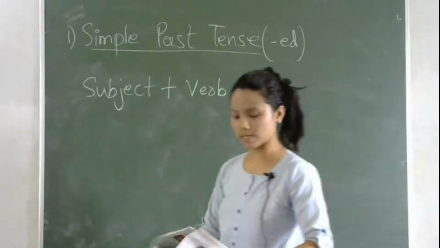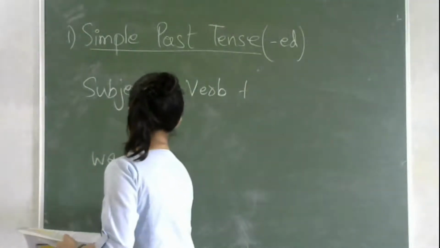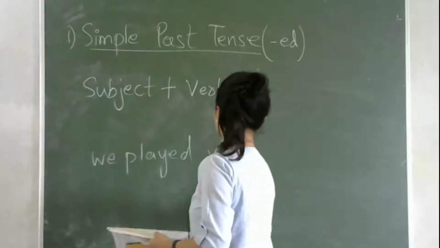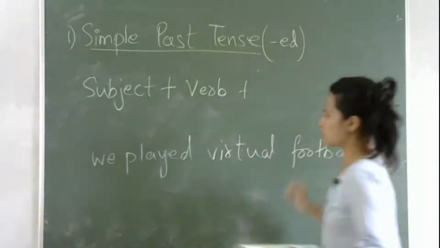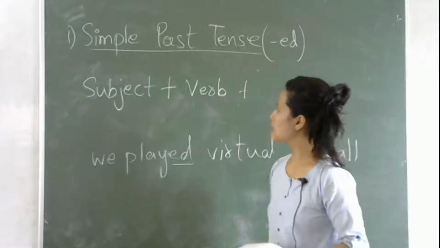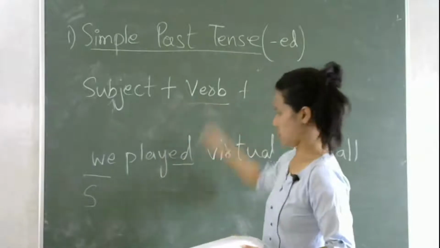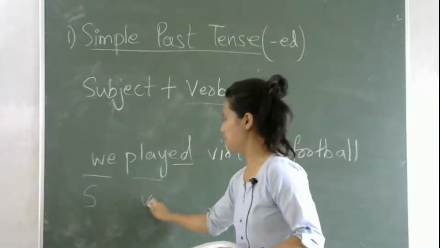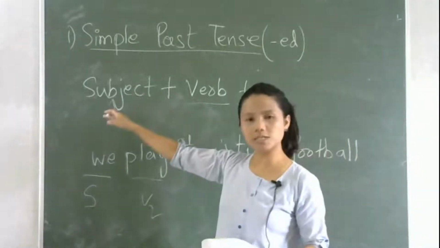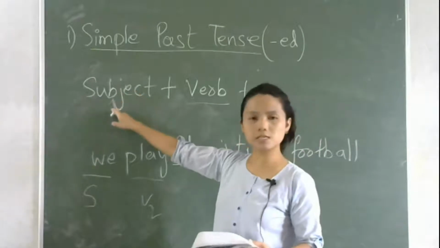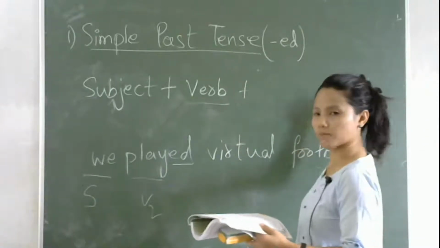So let us see, we will take the same example. We played virtual football. Here the subject is "we", the second form of the verb is "played", and the rest are the objects. So, in the positive structure, first comes the subject, then the verb, then the other objects or other parts of the sentence.